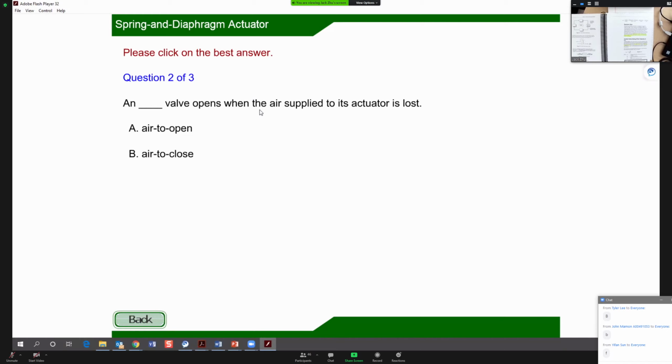Which valve opens when the air supply to the actuator is lost? B is the right answer, right? Air to close. So if you lost the air, this valve will be automatically open.